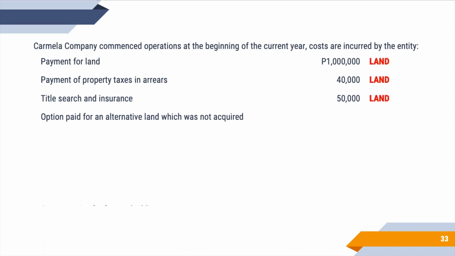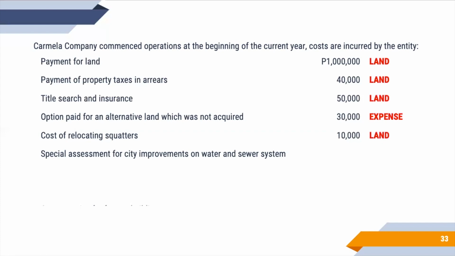Option paid for an alternative land which was not acquired. Take note, not acquired, 30,000. Therefore, dahil hindi inacquire yung land, expense. Cost of relocating squatters, 10,000. Capitalized land. Special assessment for city improvements on water and sewer systems, 150,000. Also capitalized sa land.